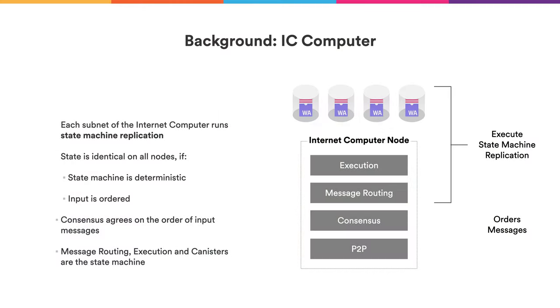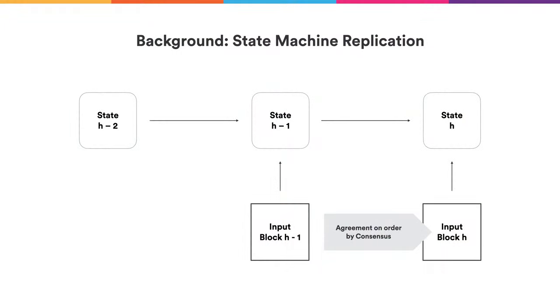The Internet Computer executes state machine replication in each subnetwork. State machine replication makes sure that state is identical on each node based on having a deterministic state machine and an order on the inputs to the state machine. In the Internet Computer, the order is guaranteed from consensus, and the state machine we're executing is the message routing layer, the execution layer, and the canister code. In order to build state at height h, we would have to take the state at the previous height, h minus 1, and apply input messages from block h to that state. Now, as I said before, the input of these blocks is something that was agreed upon by consensus.